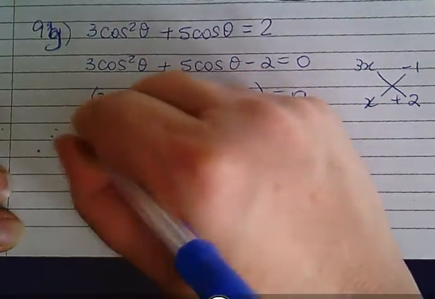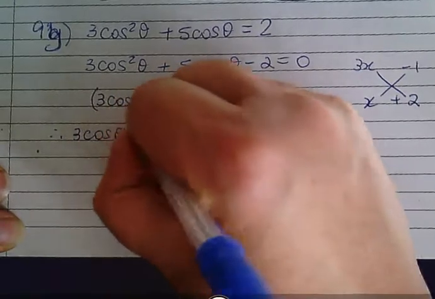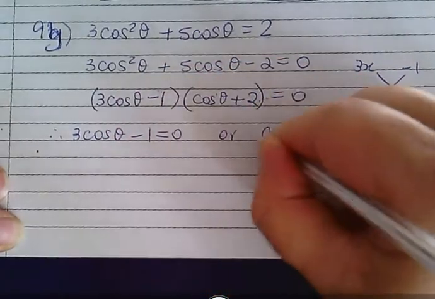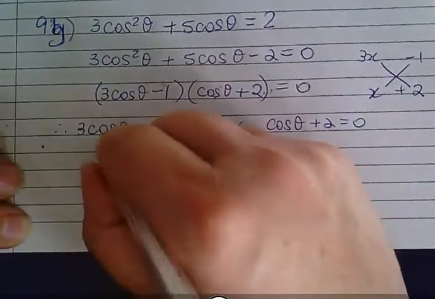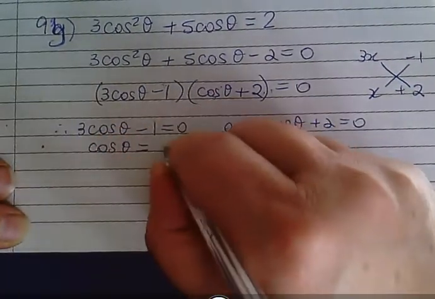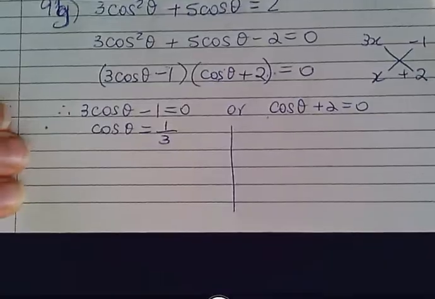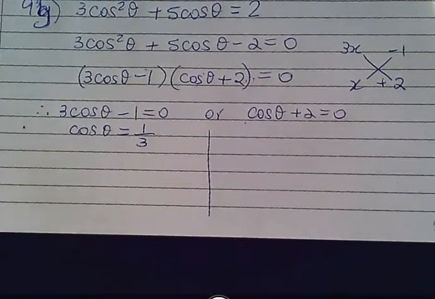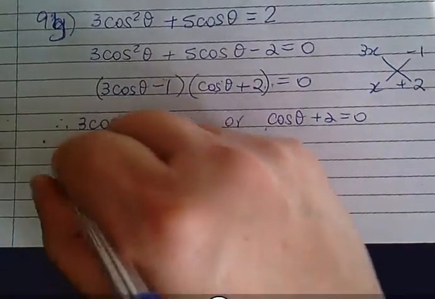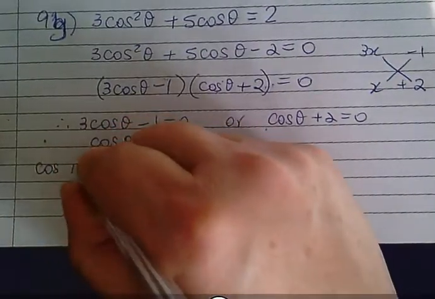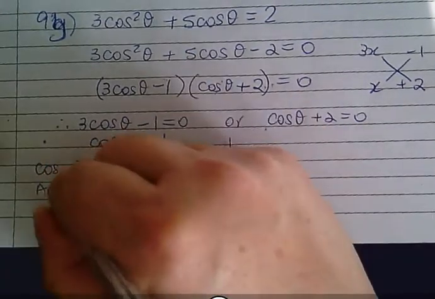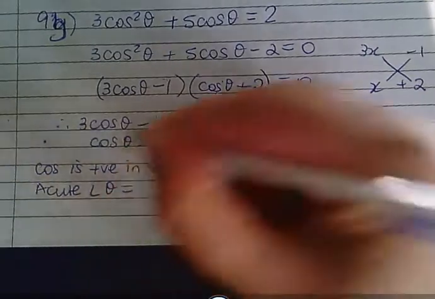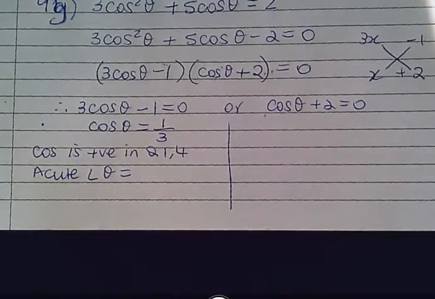So therefore, 3 cos theta minus 1 equals 0, or cos theta plus 2 equals 0. So cos theta is what? A third? Girls, there's no exact value for that. So we're going to have to get our calculators out and do degrees and minutes. So cos is positive in quadrants 1 and 4. Acute angle theta. You need to go shift cos of a third.